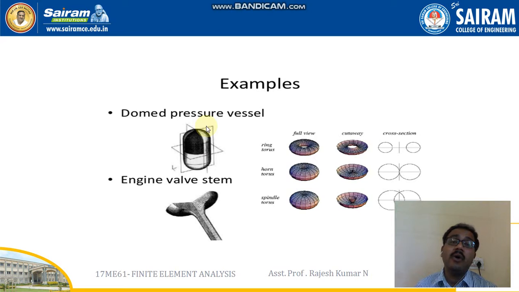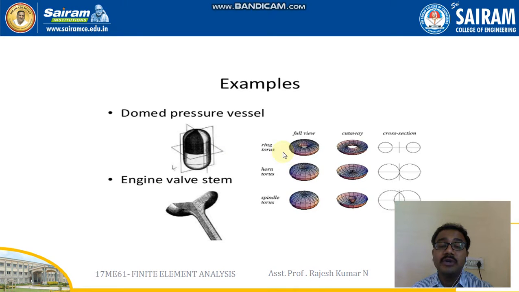Examples are very important. If you solve problems directly, hardly two or three problems can be solved. But if you explore more examples of axisymmetric elements, it will be very easy to understand the concepts, and you can solve problems with any complicated shapes also. Here I have taken two examples. The first one is the domed pressure vessel, and the second is the engine valve stem. We'll discuss them one by one.